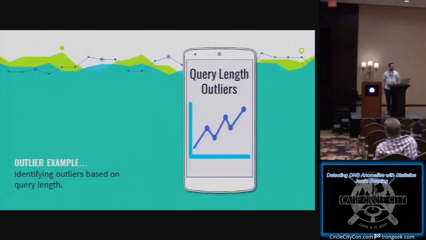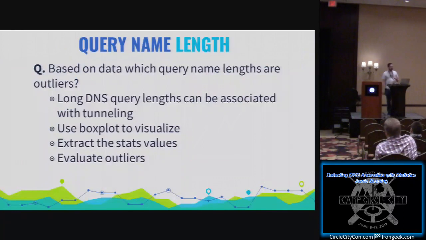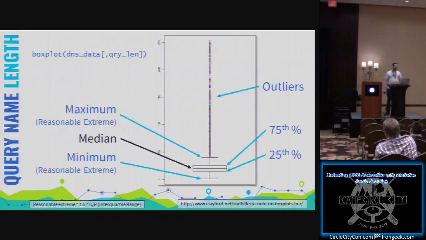The next example here, we'll look at outliers, and we're going to focus on finding these outliers by query length. So that was a calculated field we had. And why are we interested in that? I mentioned it earlier, one of the ways that people can do DNS tunneling is by using these long query lengths. You've got to show a box plot of these values here, and a unique thing associated with the box plot function is that it gives you some stats values, and you can pull outliers out of it. Then we'll look at those outliers a little bit to determine if they're really bad or not.